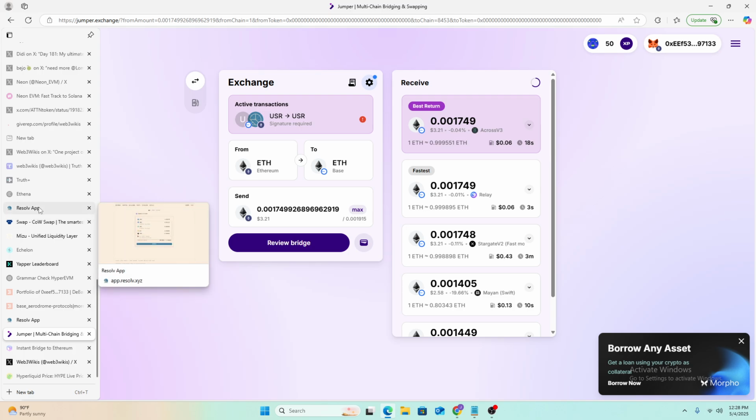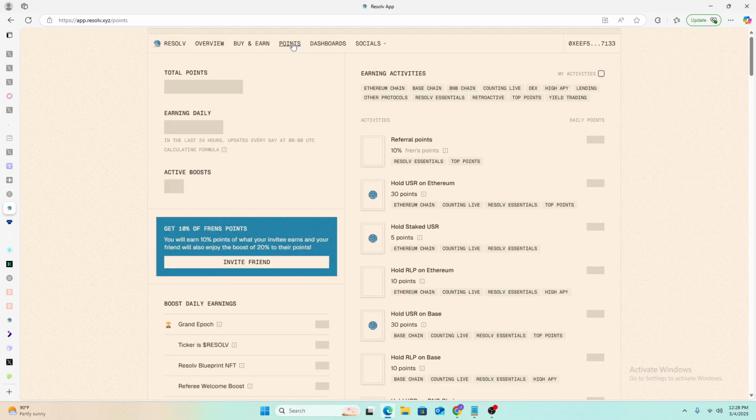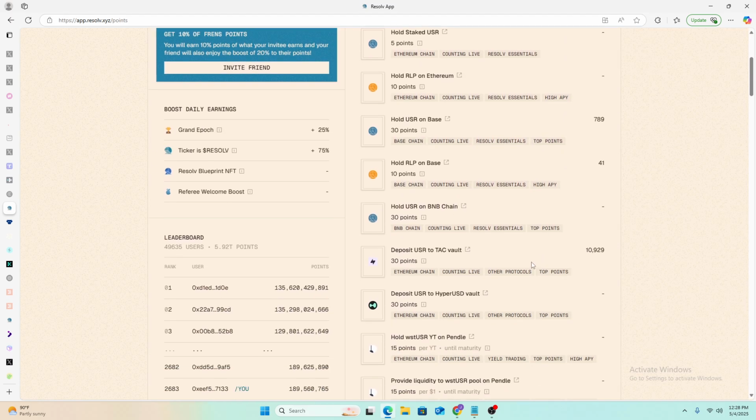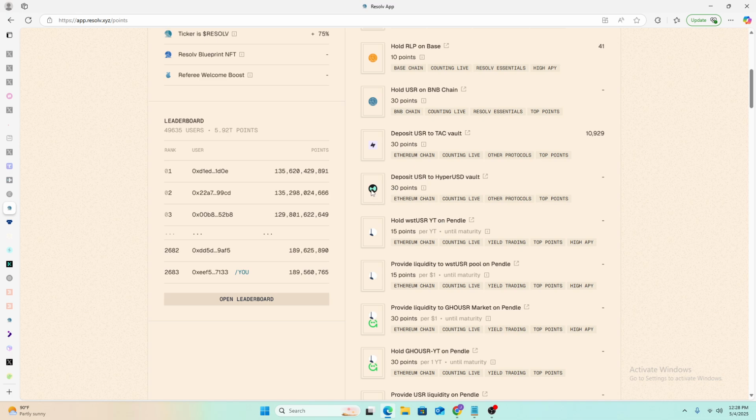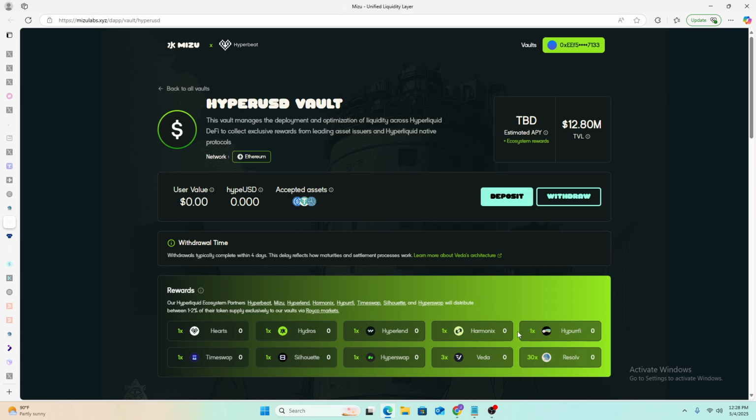Now, if you go to Resolve, once you have onboarded here and you now have USR, then you go to points, and you scroll down here to this strategy here and click here. Of course, I will give you the direct link to Muzi Labs in the description. It will take you to this vault here, which will position you for 10 airdrops.